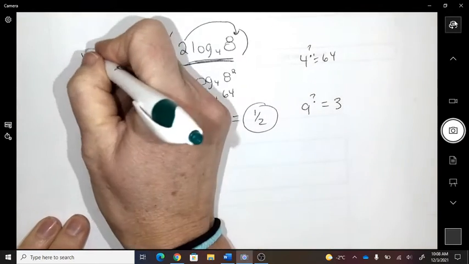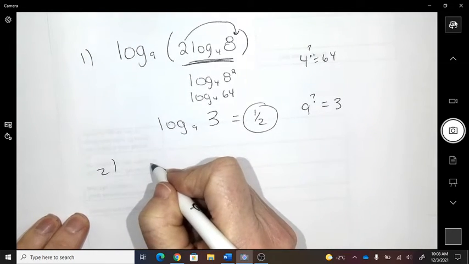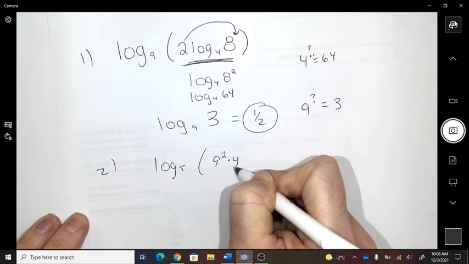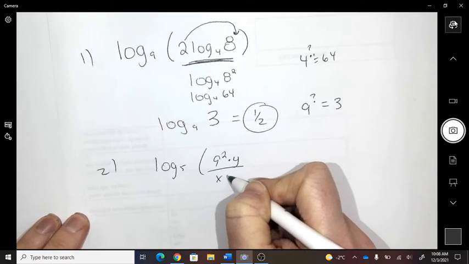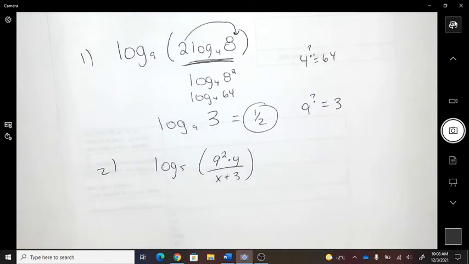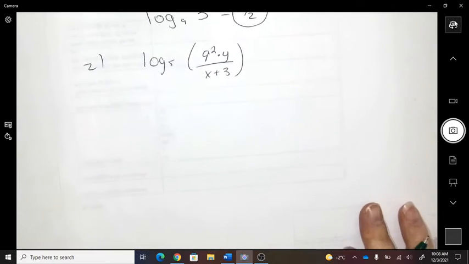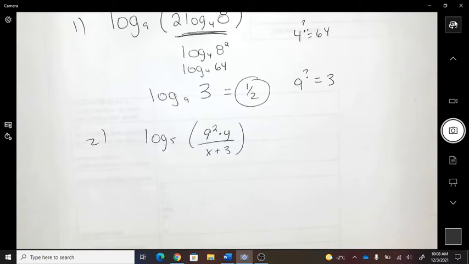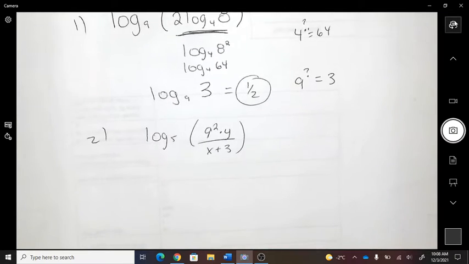Okay, so I give you 3 questions here. Number 2, separate. Separate using all the rules we learned yesterday. Could you go back up? Okay, so here I go.